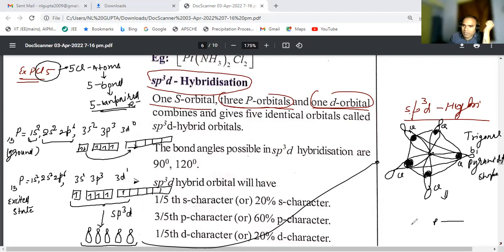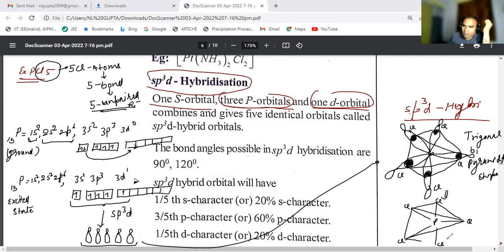Here is one chlorine atom. This is a Cl atom. Here is going to be a Cl atom. This is going to be a Cl atom. This is going to be a Cl atom. Now, what is the trigonal shape? This is the trigonal shape. Here is the pyramid shape.